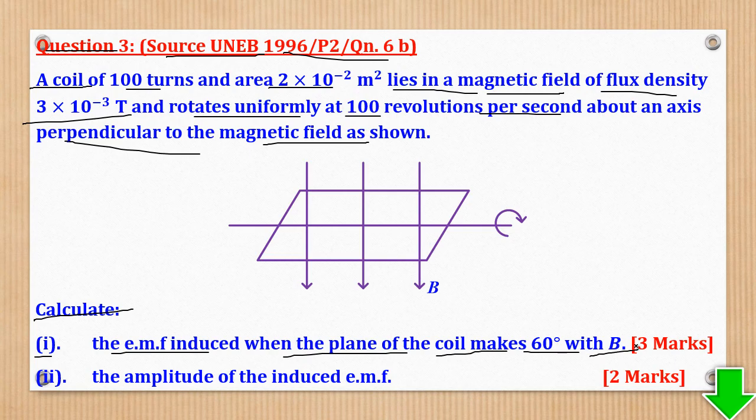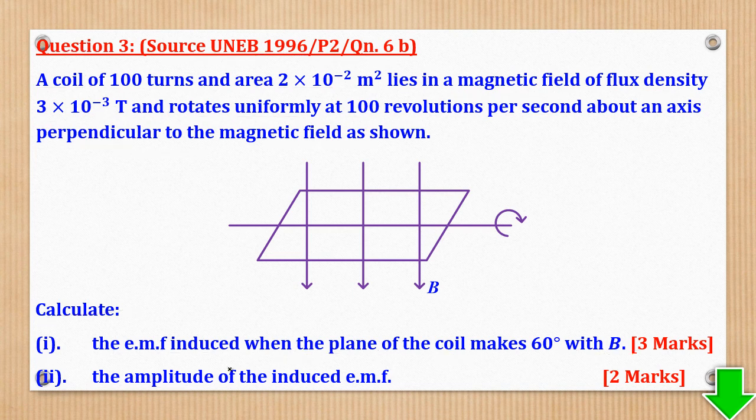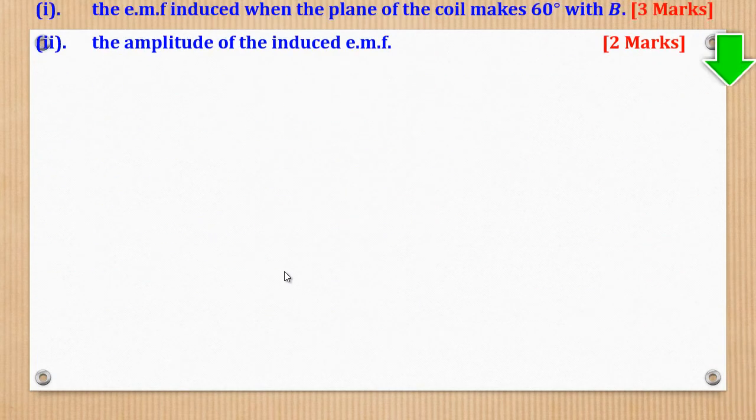Plane, not that word. The plane of the coil is the one making an angle of 60 degrees. But remember, in our formula, we are interested in the angle between the normal to the plane and the field. So we should begin with that. Then (ii), the amplitude of the induced EMF.